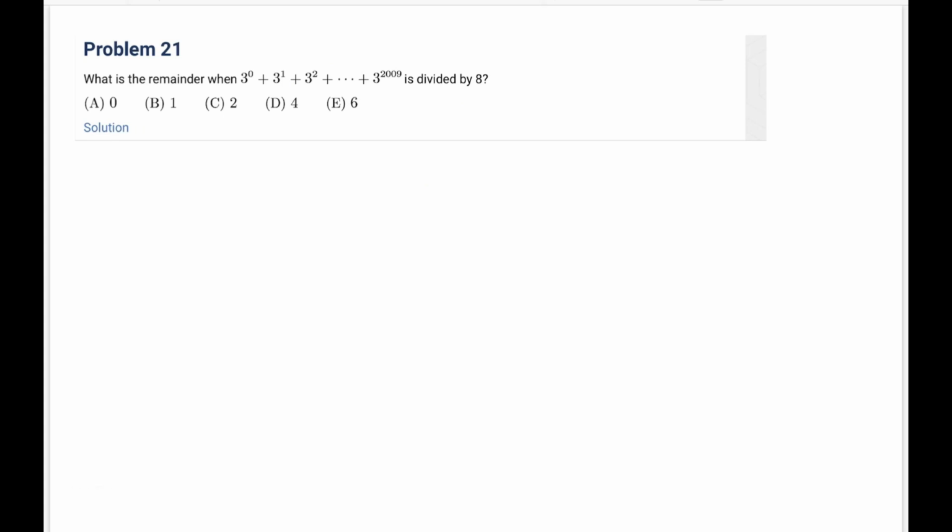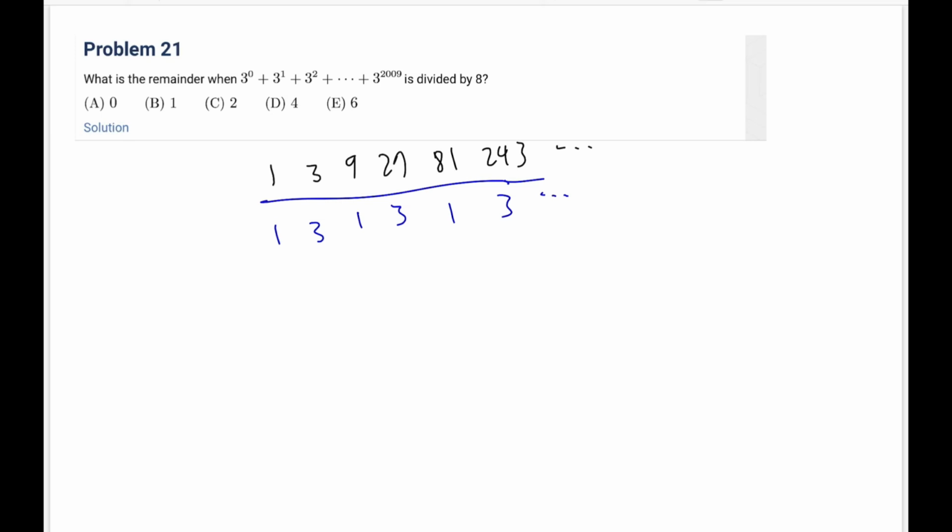Problem 21. What is the remainder when 3 to the 0th power plus 3 to the first power plus 3 squared all the way to 3 to the 2009th power is divided by 8? Okay, so 3 to the 0th power is 1, and then it's 3, 9, 27, 81, 243, all the way on. But then let's divide these by 8. If we divide these by 8, the remainders are 1, 3, 1, 3, 1, 3. So we can notice that it's an ongoing pattern of 1, 3, 1, 3 over and over again.